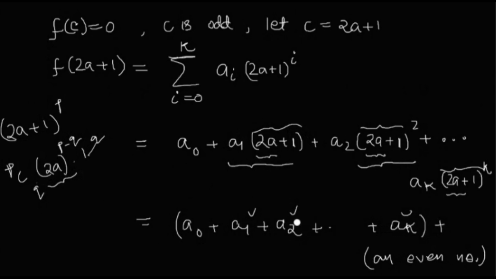Okay. So again, this is a contradiction because according to the question, this is an odd number, this is an even number, and it sums to be 0 because this is 0. So it's very straightforward. Just break it into even and odd and just solve it.